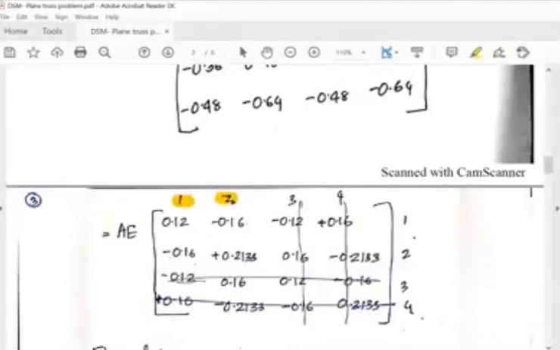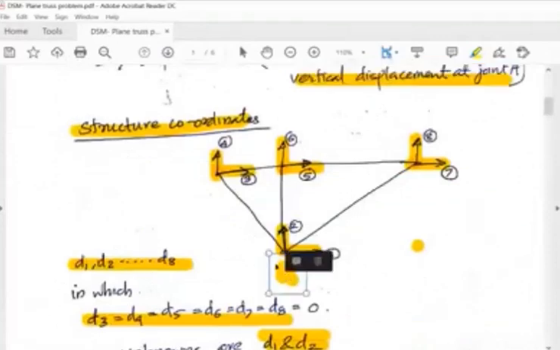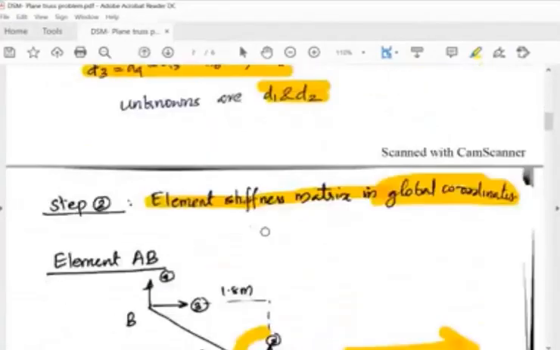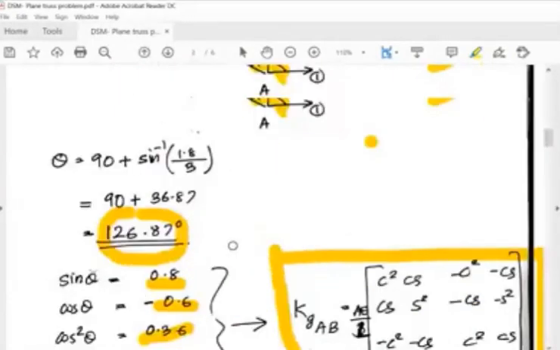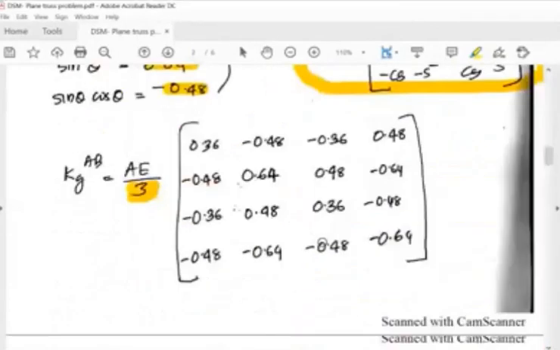And you have to name the coordinates 1, 2, 3, 4. Whenever you take the member AB, this is A and this is B. So this is 1, 2, 3, and 4. You can substitute and find.